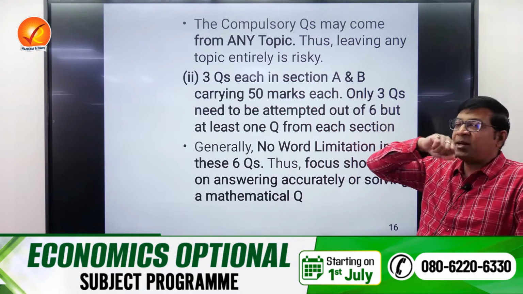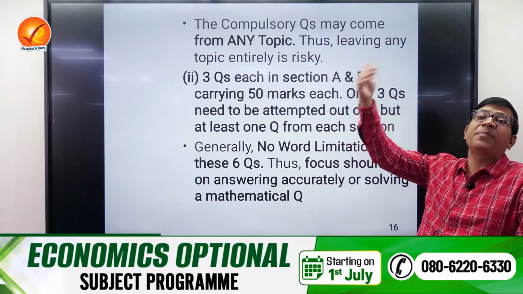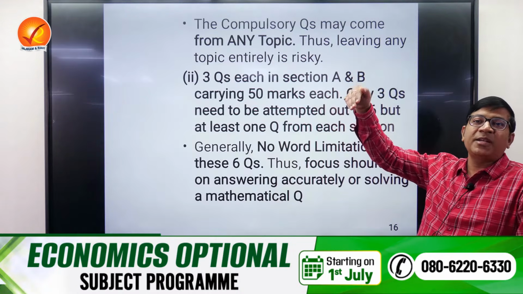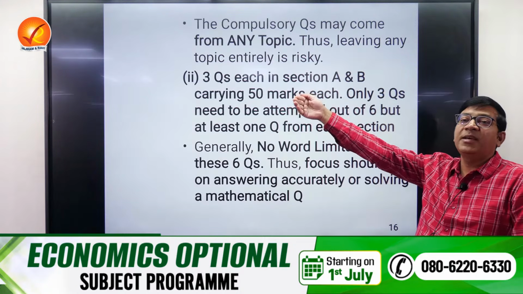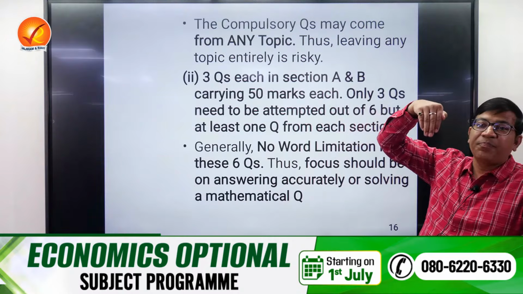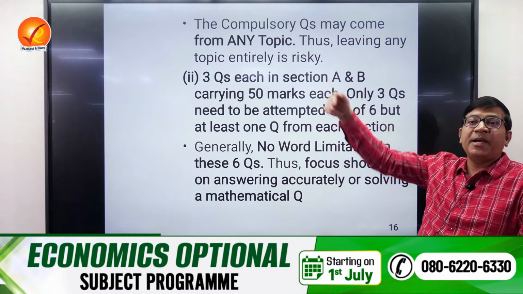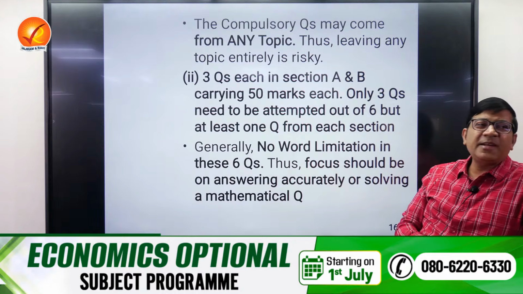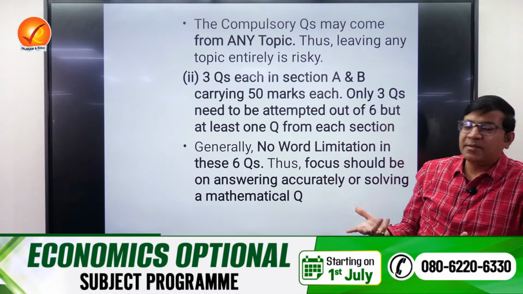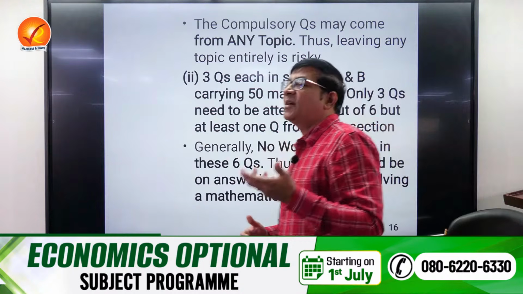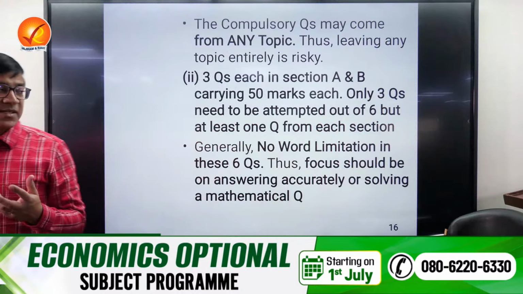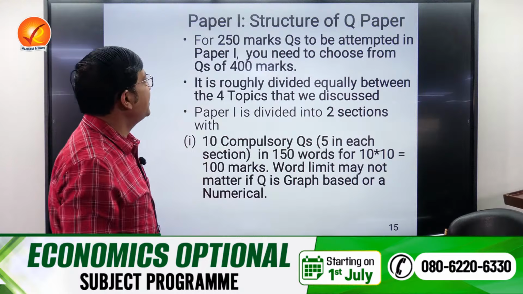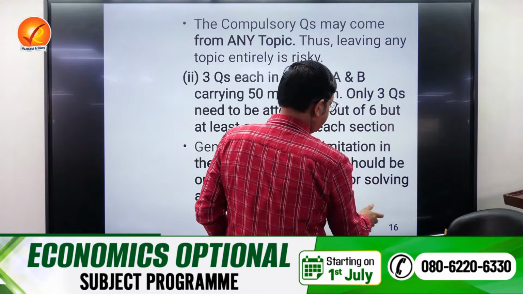So to some extent you can realize what your better area is, and therefore you can plan a little, that you will attempt 2 from say section B, and only 1 from section A. But even then, leaving any part is quite risky in this case. Often word limits are not there. Same reason, in most of these questions graphs are needed, some mathematical orientation is needed, so there is no point having a word limit in any of them.